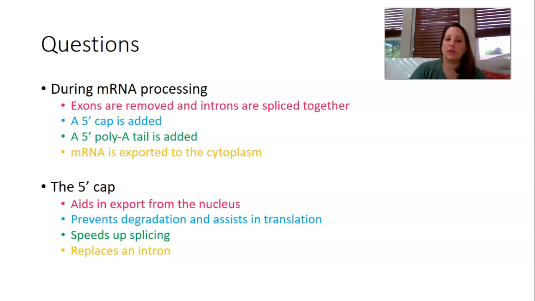And hopefully you answered blue. Okay. You might be wanting to answer the pink, aids in export from the nucleus. That's the 3' poly A tail. The 5' cap is there to prevent it from being broken down, and the second part of that, it assists in translation. So it actually helps the ribosome in binding to the mRNA transcript once it's out in the cytoplasm, which we're going to talk about pretty soon.